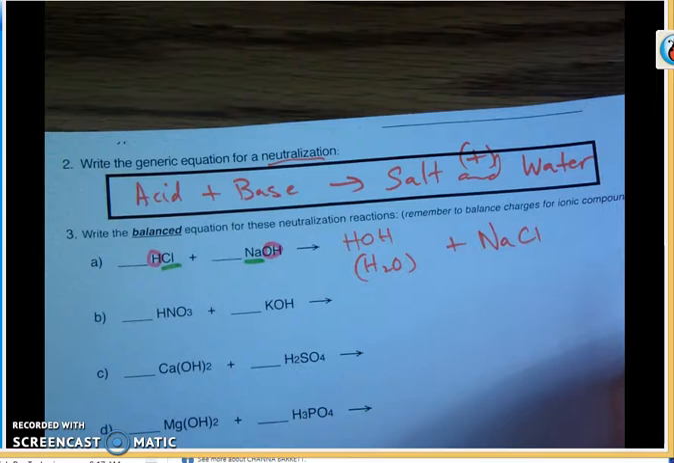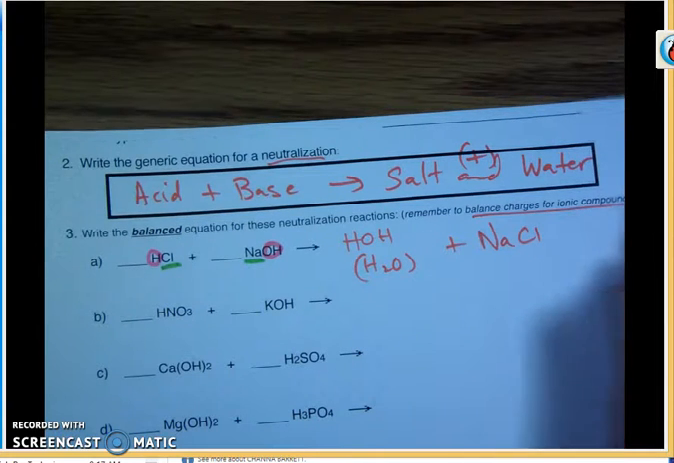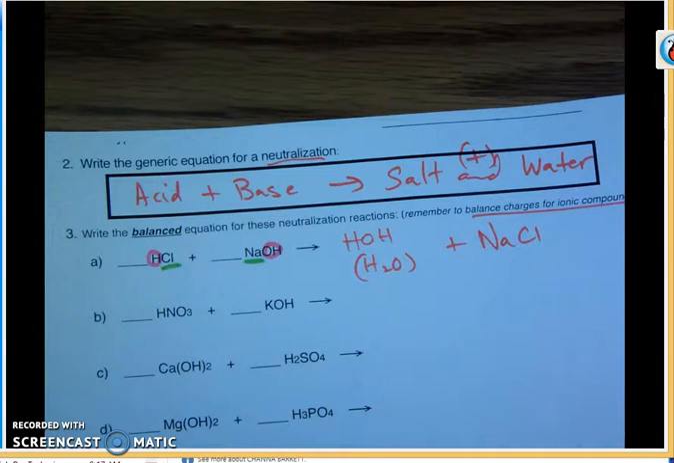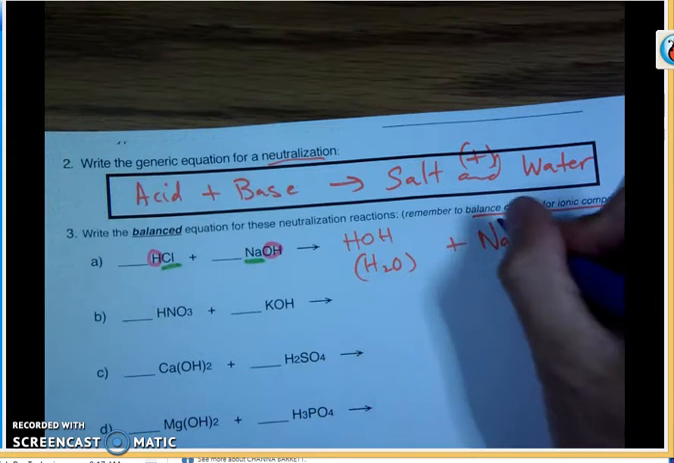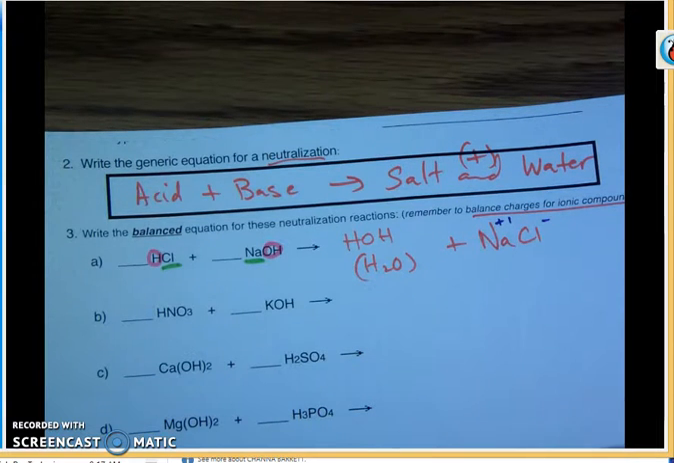Okay, keep in mind, you have to remember to balance the charges for ionic compounds here. And so in this case, Na is +1, Cl is -1. You don't have to worry about that. They're +1 and -1, so they cancel each other out.